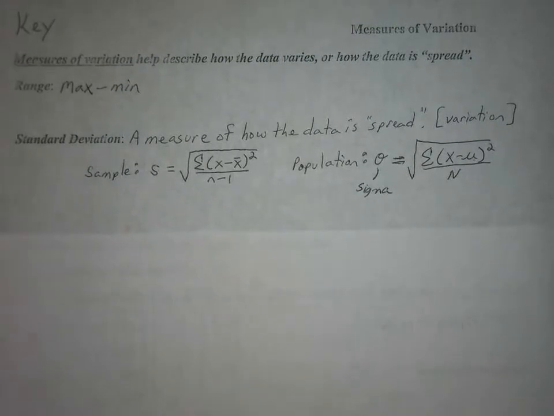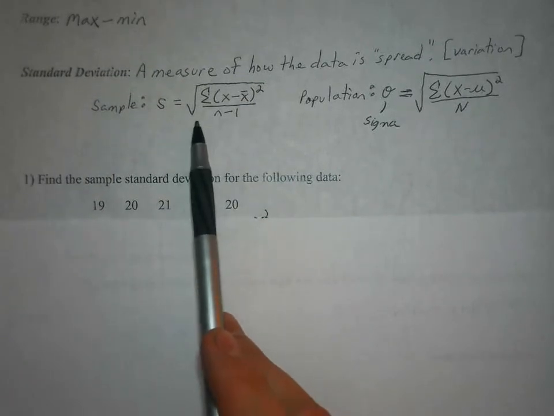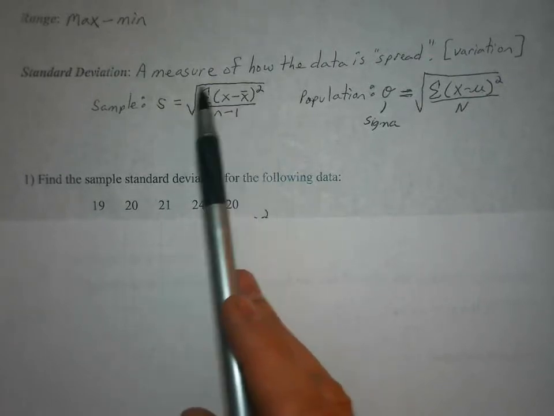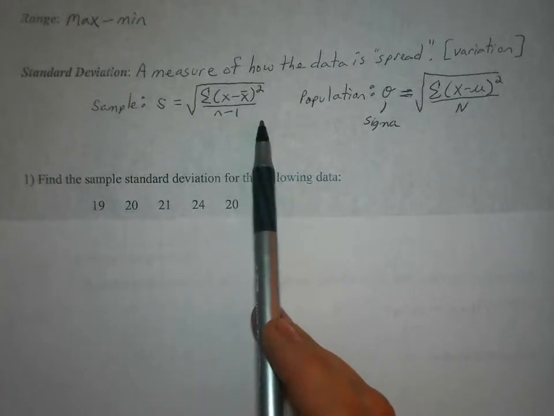So we're going to go through a basic example of finding the sample standard deviation for the following set of data. We're given just 5 data values: 19, 20, 21, 24, and 20. We're going to go through the sample equation to see how we actually calculate the standard deviation, and then we'll talk about exactly what all these symbols mean.